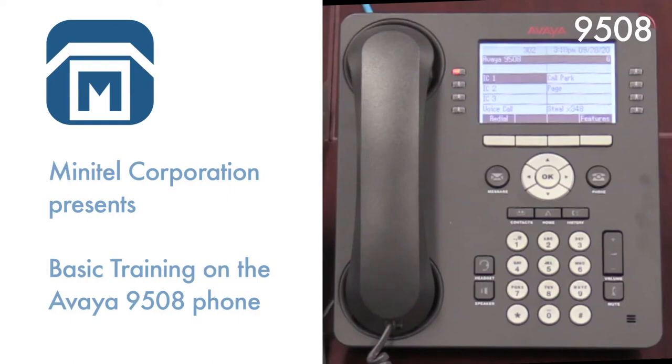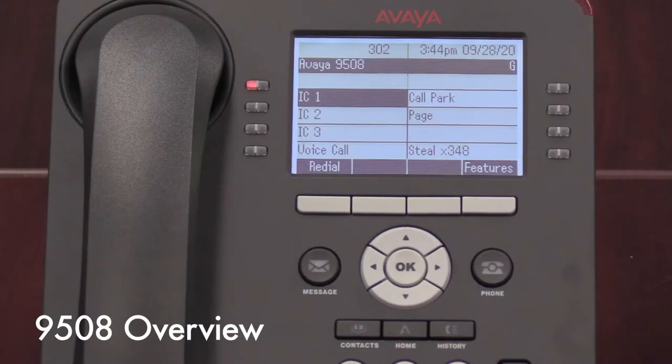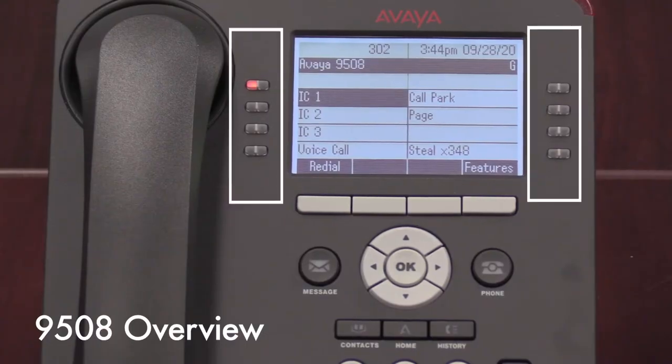Hello, I'm with Minitel Corporation, and today I'll be reviewing the features and basic operation of the Avaya 9508 phones. The 9508 phone has 8 programmable buttons that are used to program call appearances or features.